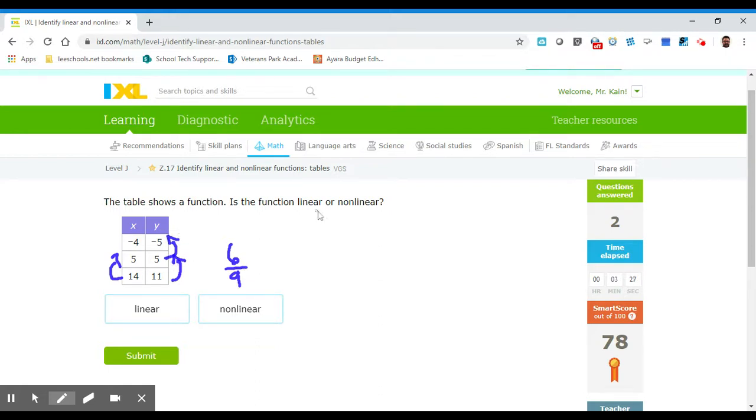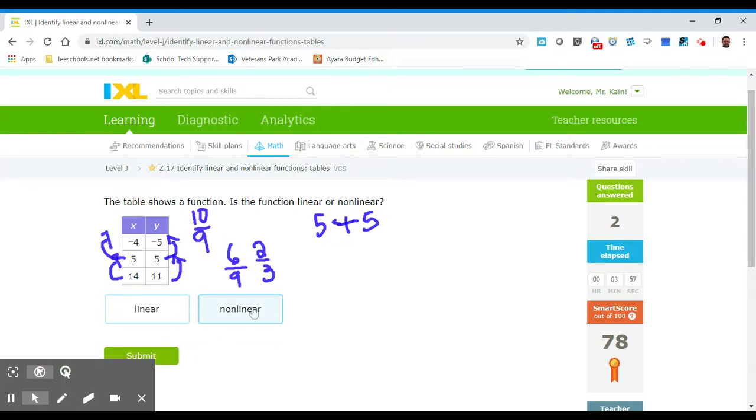5 minus negative 5, because remember you're subtracting, so we're really adding because it's a double negative. So right away we have 10. So right away, if you have this weird inconsistency, unless you could simplify it down, let's see if we can simplify these down. So 5 plus 4 is 9. So you can simplify this to 2/3, but this does not simplify to 2/3. So you're looking at a nonlinear function.